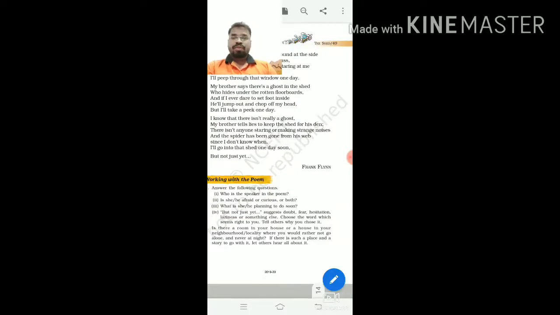But the poet was a very courageous boy. He tells that he is going to peek inside the shed. I know that there isn't really a ghost. I know that there is no ghost there. My brother tells lies to keep the shed for his den.